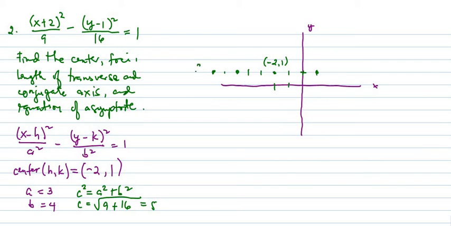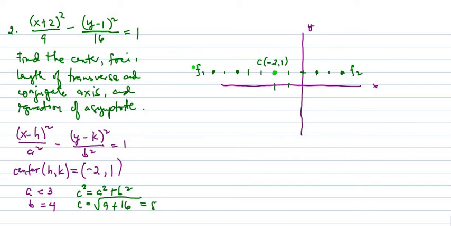Take note, this is our focus, F1. And then this one is our vertex, this one is our center. And then on the other side, we will count again 5: 1, 2, 3, 4, 5. So this is our other focus, F2. Vertex and then foci. Then our b is 4, going upward and going downward, from our center.